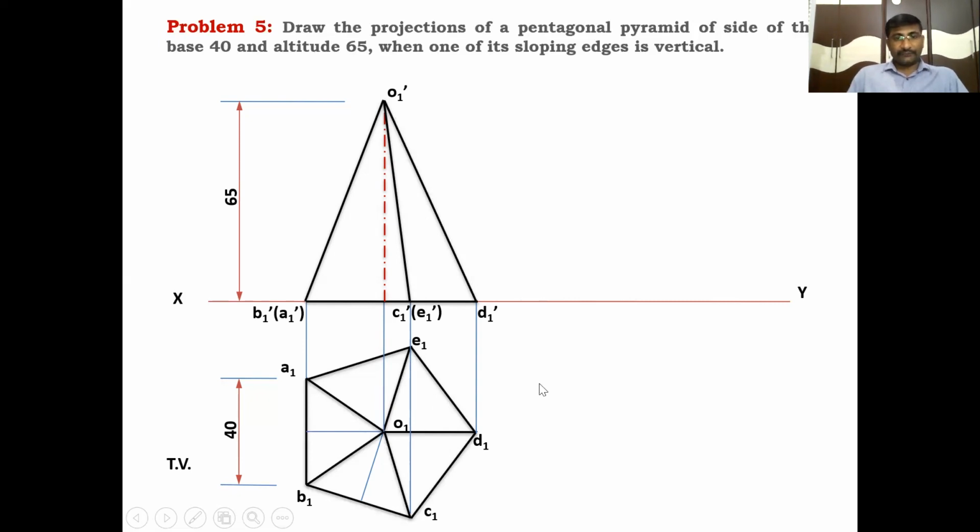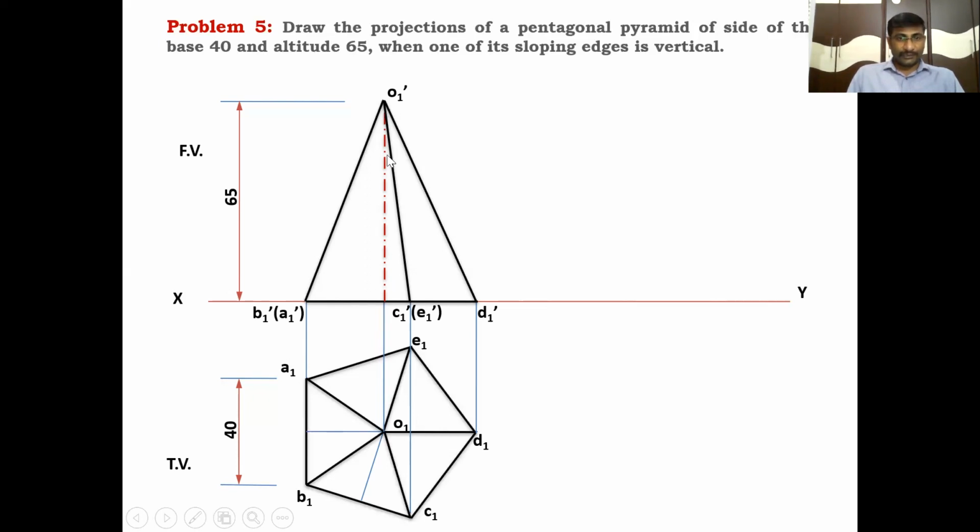If it does not coincide with the front lines, then we have to draw dotted lines. But if it coincides, you need not draw the dotted lines here. If you draw the dotted lines, they will coincide with the dark line itself. Therefore, it is represented as a dark line. Here, this is the top view.